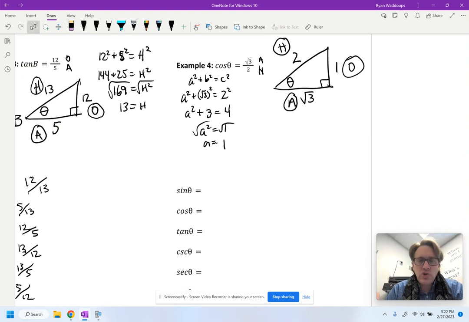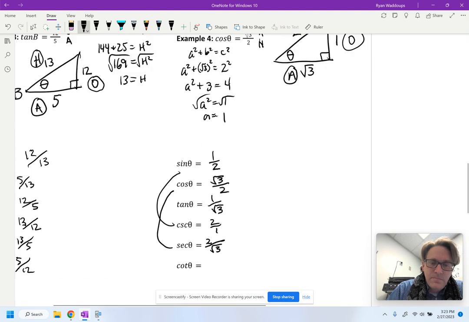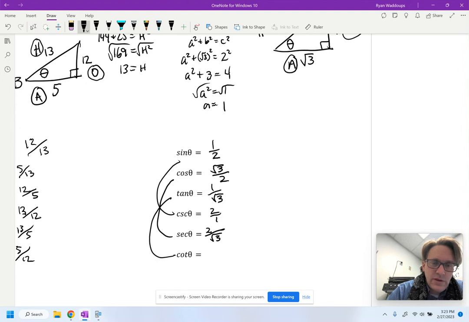Then we've got the sine. So is O over H. That's 1 over 2. And ka, the cosine, we've already got that. They gave it to us as square root of 3 over 2. The tangent is 1 over the square root of 3. The cosecant goes with the sine, and so that's 2 over 1, or just 2. The secant goes with the cosine, and that's 2 over square root of 3. And then we've got the cotangent, and that's the square root of 3 over 1.